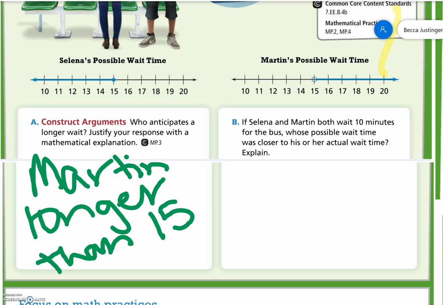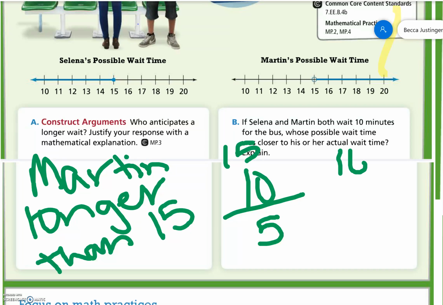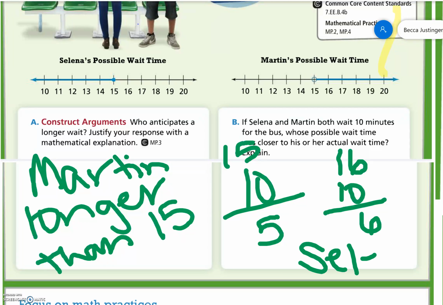If Selena and Martin both wait 10 minutes for the bus, whose possible wait time was closer to his or her actual wait time? Explain. For Selena, 15 would be her longest wait time. So 15 take away 10, the most she would have to wait is 5. Martin, it's going to take more than 15 minutes. So the least amount he would have to wait is 16 minus 10, which is 6. So Selena is closer to her wait time.